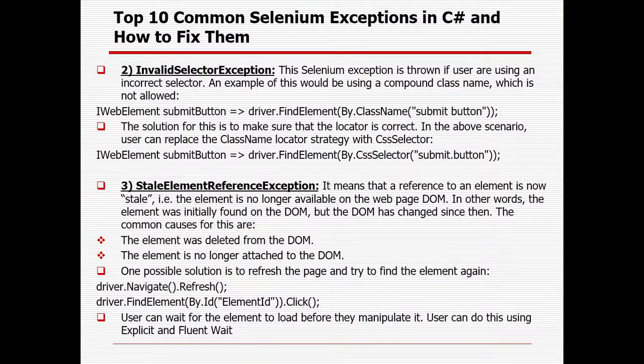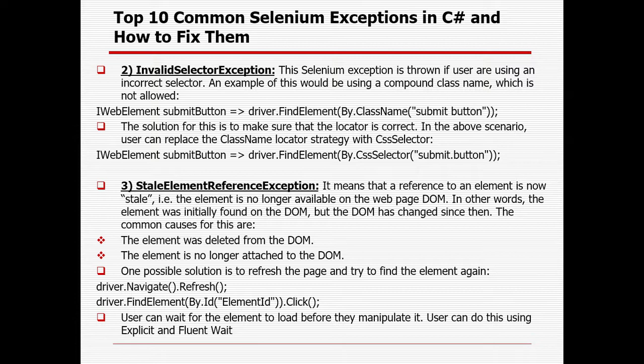Then the third one is stale element reference exception. What does it mean? It means that the reference to an element is now stale, or the element is no longer available on the web page DOM. Sometimes when you have done your automation script development, at that time with that attribute you were able to identify the element, but now the element attribute got changed, the element got removed from the page, or it is no longer visible and has changed to a hidden element.